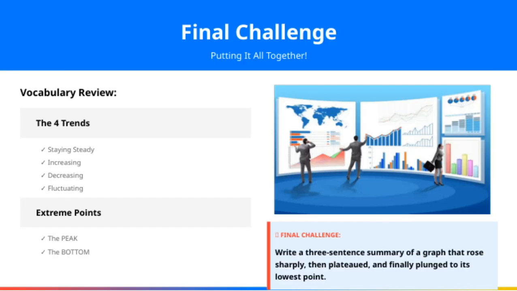In this graph, we can see a clear pattern where the values rise sharply at first, indicating a quick increase. Then, the graph reaches a peak and stays steady for a while, showing a period of stability. Finally, it plunges down to its lowest point, reflecting a significant decrease. This overall trend highlights the importance of understanding how data can fluctuate, plateau, and then decline, which ties back to our discussion of different trend patterns and extreme points.